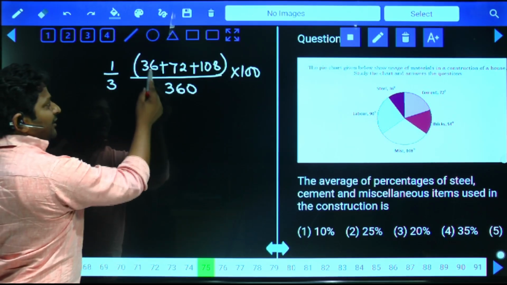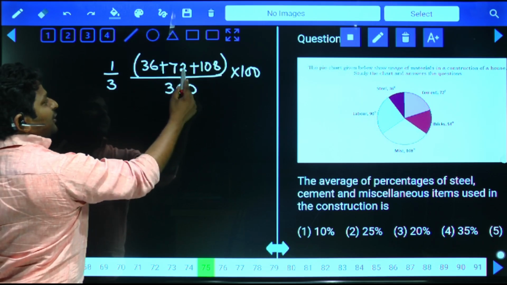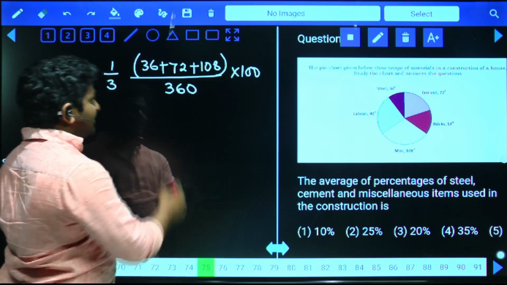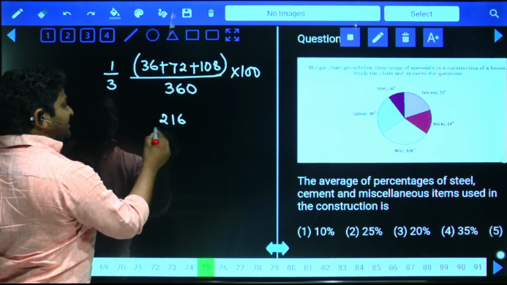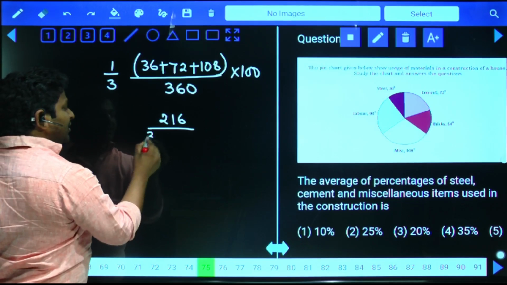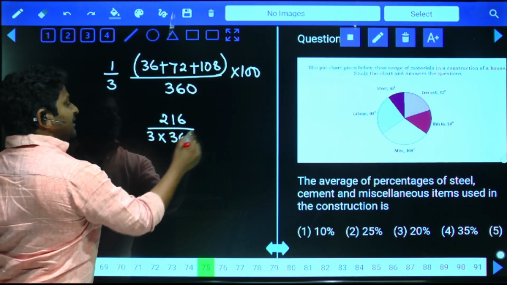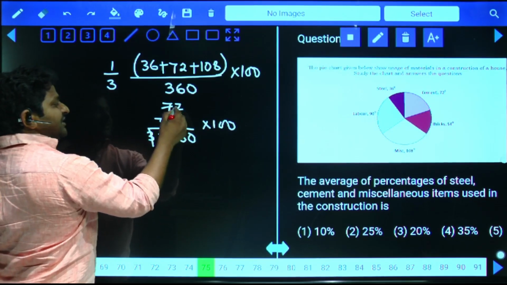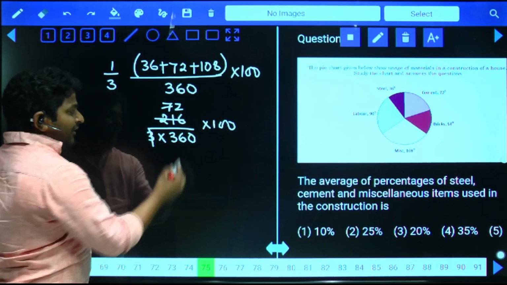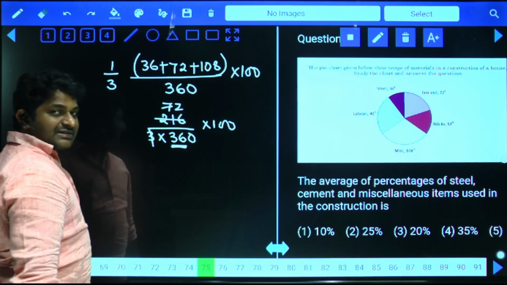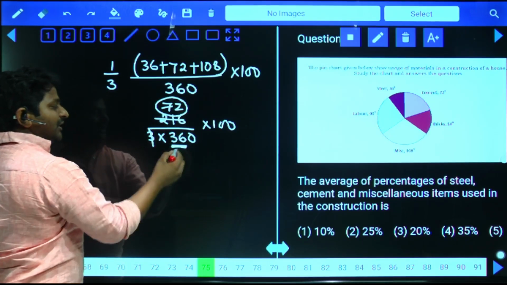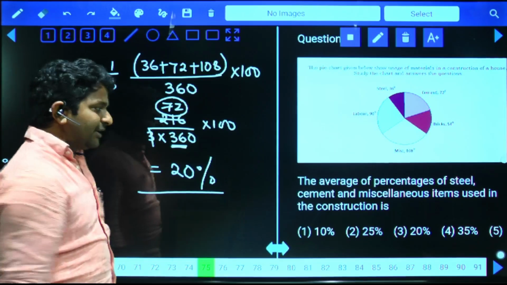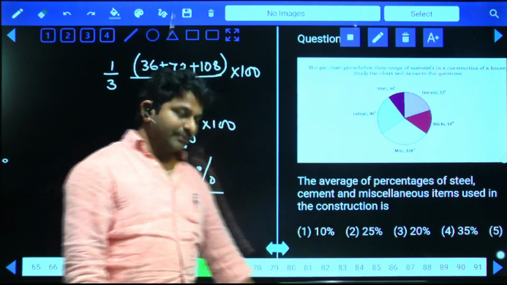Now let's calculate how much is the numerator. 72 plus 108, that is equal to 180. 180 plus 36, that is equal to 216. 216 divided by 3 into 360 into 100. That is 72 by 360 into 100. With respect to the denominator, 10% is 36, but in the numerator we have 72. 72 will be 20%. So the average percentage is 20%, which is the third option.